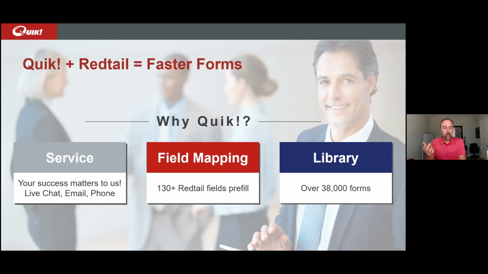Austin, you mentioned it. We have over 130 Redtail fields that we can fill out on a form, but actually it's better than that because that's 130 fields to define a person or an account. And you can put unlimited number of people on the document. So literally we can fill out thousands and thousands of fields across forms. And as I mentioned, our library is over 38,000 and it continues to grow every month.